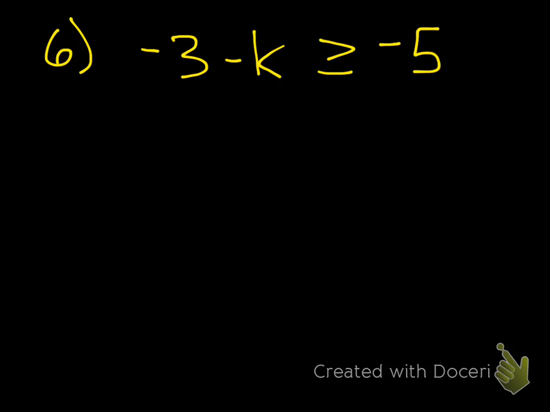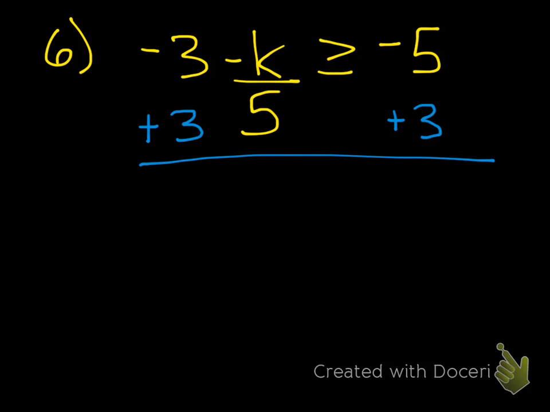I've got to add my 5. Okay, so when you're looking at something like this and you've got a whole number and a fraction and then another whole number on the other side, we want to always get rid of as much as we can in the easiest way that we can. So we want to get rid of this negative 3 by adding 3. Now I'm left with negative k over 5 is greater than or equal to negative 2.